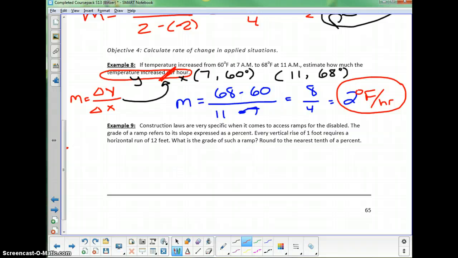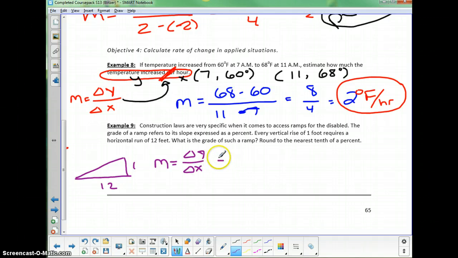Now, they don't give me two different ordered pairs in this case. I can draw a picture if it's going to help. I've got a ramp, and they say that for every vertical rise of 1 foot, there's a horizontal run of 12 feet. Or I can think about that slope again and know that it's the change in y over the change in x. They've already told me what the change in y is. They didn't need to give me two ordered pairs to know how much it changed. It rises 1 foot for a run of 12 feet, a change of 12 in the horizontal distance.